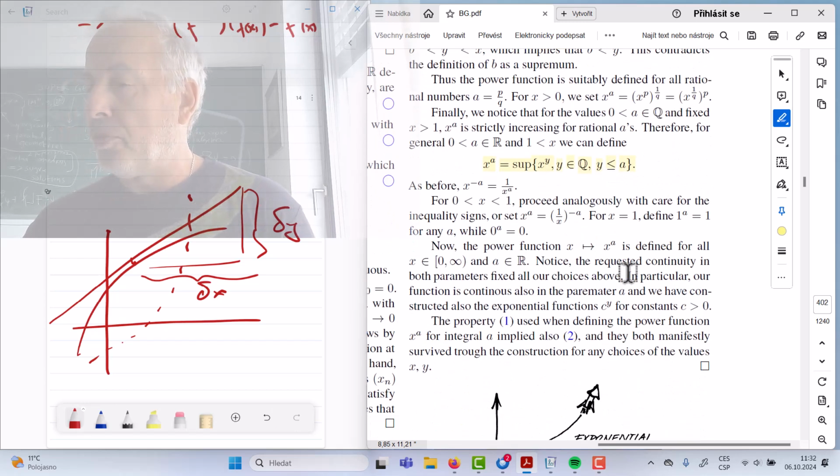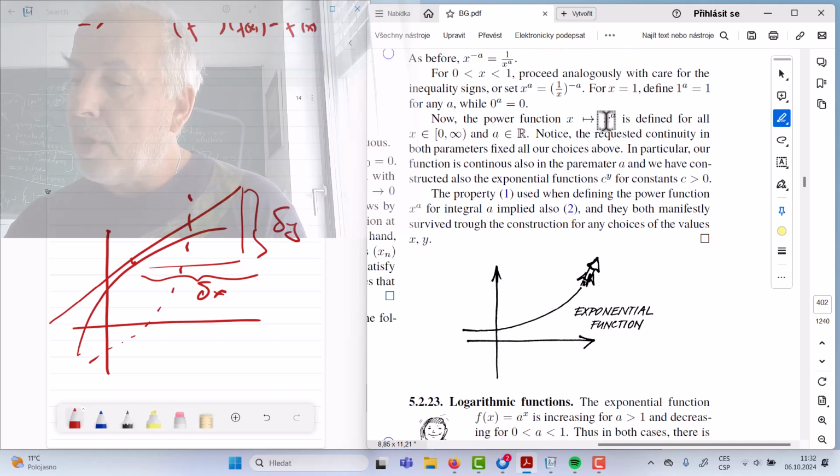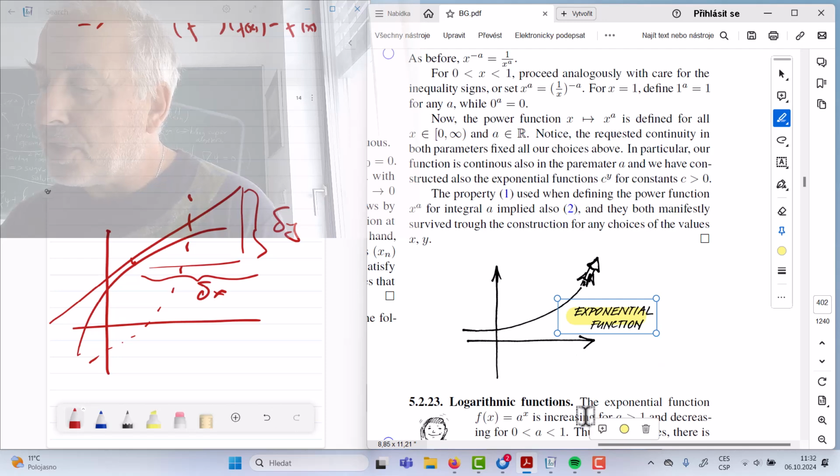So we know it for all the rational ones, and that allows us to use the supremum or infimum to get the values. And finally, well, that's the growing one with x between 0 and 1, it will be the other one, but we can also use the inverse, the reciprocal value, and that's okay. And of course we can now swap the roles of x and a and look at it as x is constant and a is the variable, and we get then the exponential function which grows like a rocket here, right? So that's what you see.